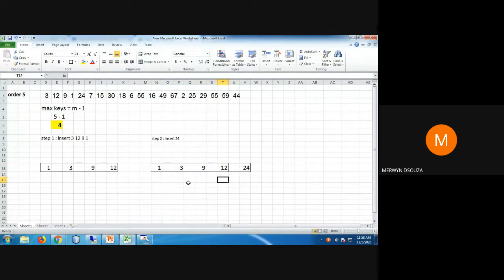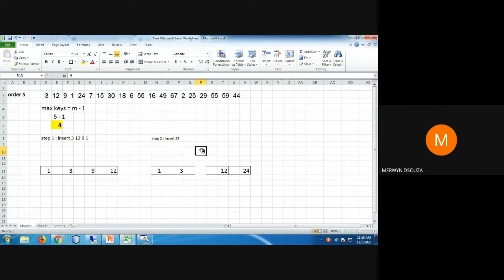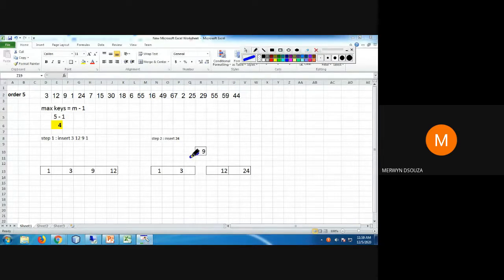So in that case, what we do, we split. The middle key, that is 9 in this case, I take it on top to the parent. I create one new node and I call it the parent node. These two keys will be the left and these two will be the right. Obviously there are these arrows here, so you will join this like this and you will join this here. Okay, so this is insert 24.